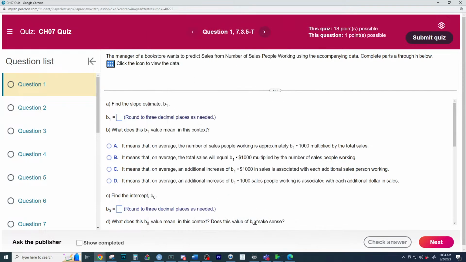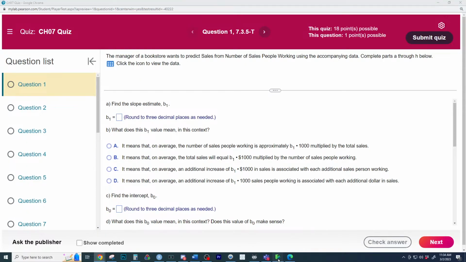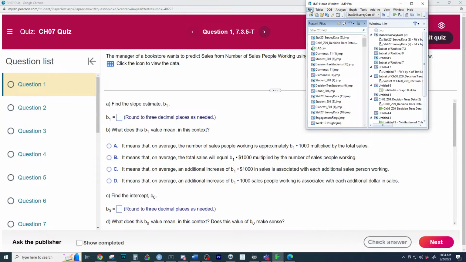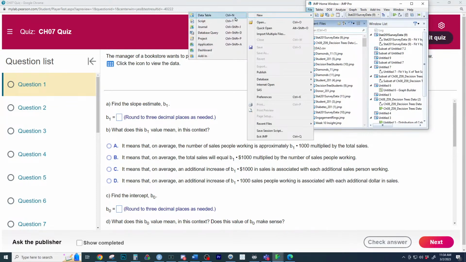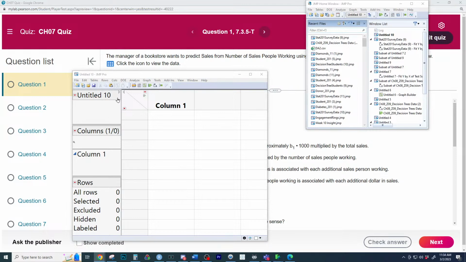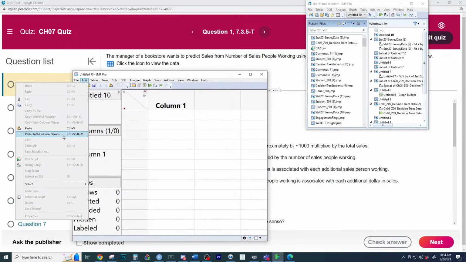Now that you have the data copied, we're going to go over to JMP. And I have JMP open. I have a bunch of things open in JMP. So inside of JMP, we're going to go to File, New, Data Table. Under File, New, Data Table, you will get a new data table, and don't click inside of it yet. A lot of people do that. Go here to Edit, and then Paste with Column Names. Edit, Paste with Column Names.